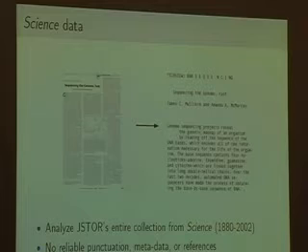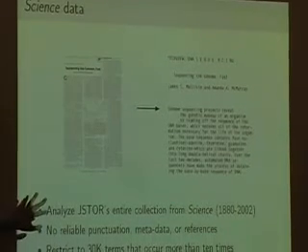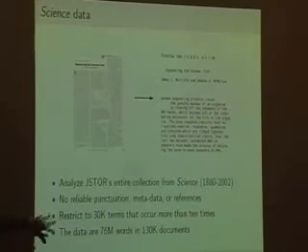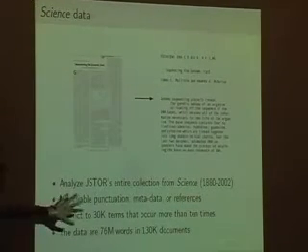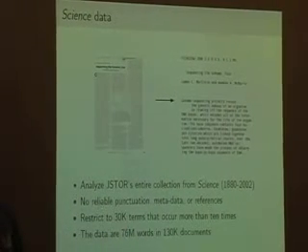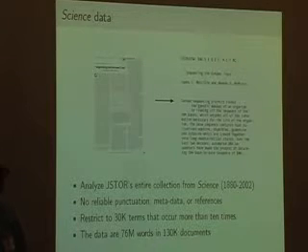now, instead of analyzing 10 years of science, we're going to analyze the entire collection of JSTOR science, 1880 to 2002. And just to remind you, there's no reliable punctuation, metadata, references, or anything like that. We really have to take this kind of statistical approach where these are just a bunch of words. It's just a bunch of ASCII text, and I'm going to try to find structure in it.